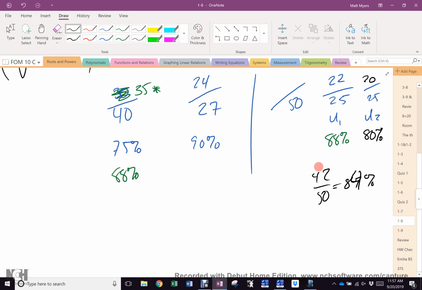Everybody good? So those cumulatives are nothing to be scared of. What they are is a test you get to keep with test level questions that you can have, because you don't get to keep your unit tests. Everybody good?